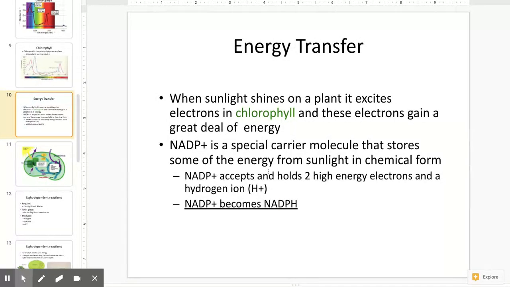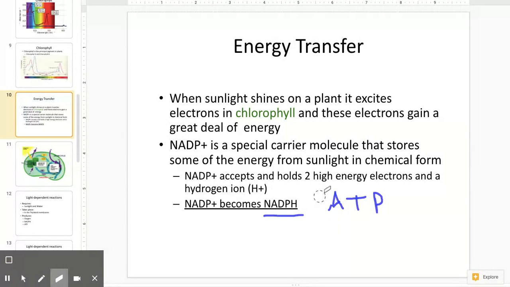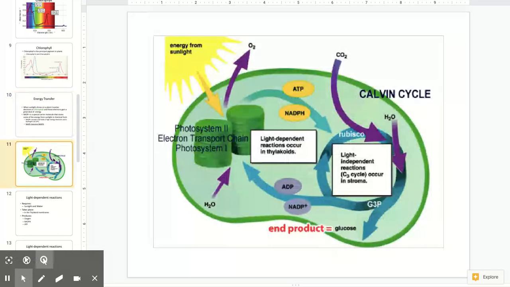So, in talking about energy transfer and some details of photosynthesis, we are going to be introducing a new molecule for energy storage. So, NADPH, and then the other molecule we've already talked about is ATP. So now we have another molecule in the picture here, and those two molecules are going to be storing energy so that the chloroplast can make its food.